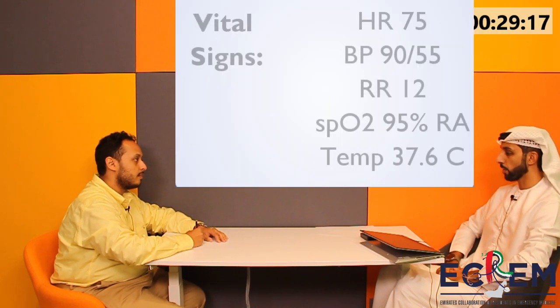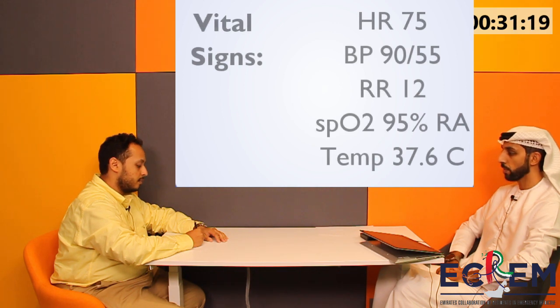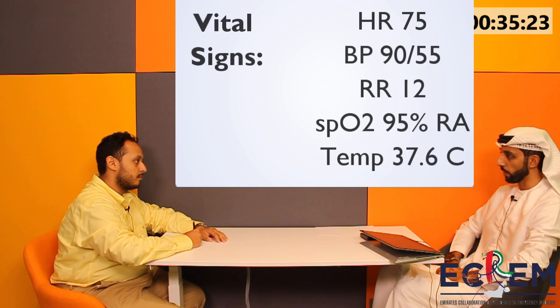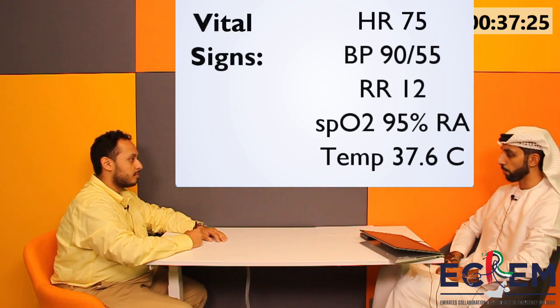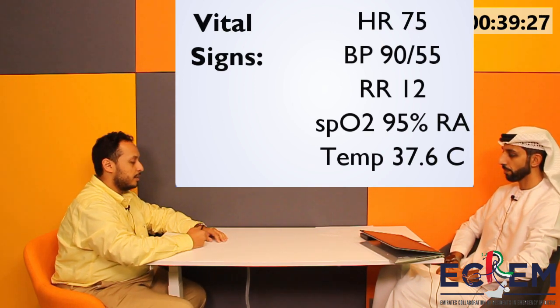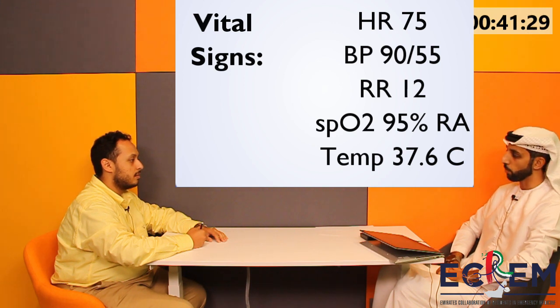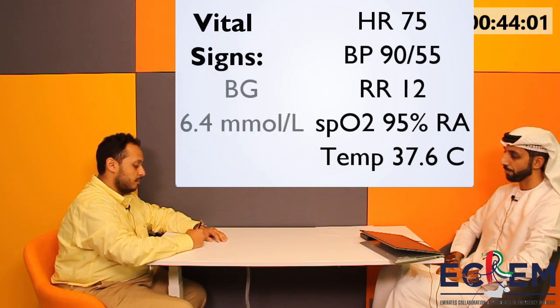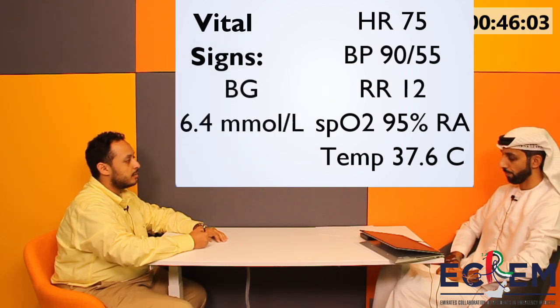Sure. Her heart rate is around 75. Blood pressure is 90 over 55. Respiratory rate is 12. Saturating 95% on room air. Temperature is 37.6. And did we get blood glucose? Yeah, that's 6.4. Okay. Can I talk to the patient?